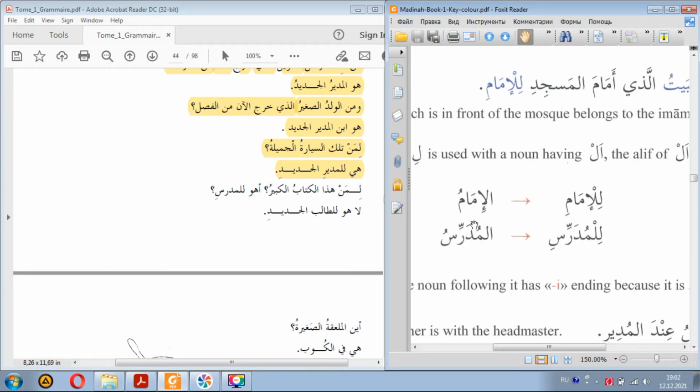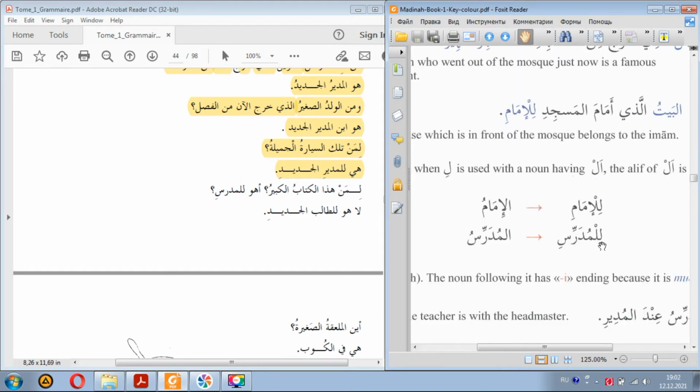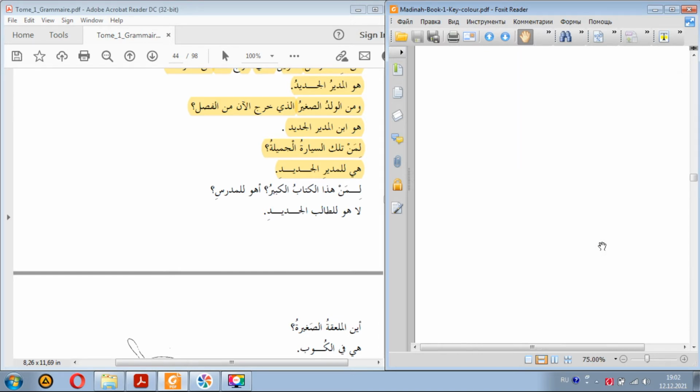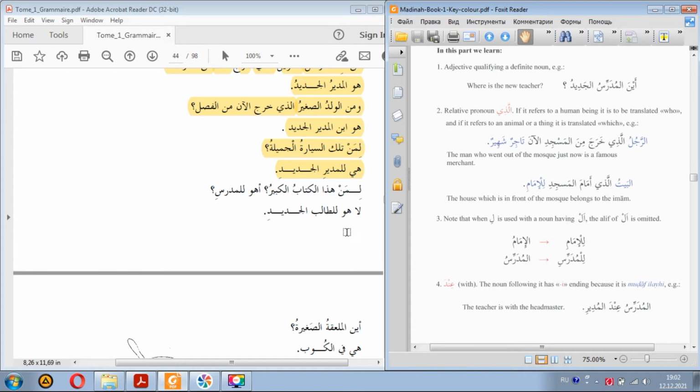Let's take a look closer. Well, the second example is better. Al mudarris, you see this alif, and then we add this lam, and there is no alif. So there is alif, and then we add this lam, and there is no alif. That's how it is. Lil mudarris. Here, it was al-mudiru al-jadidu, but once we added this lam, now it's lil-mudiri al-jadidi. There is no alif now.